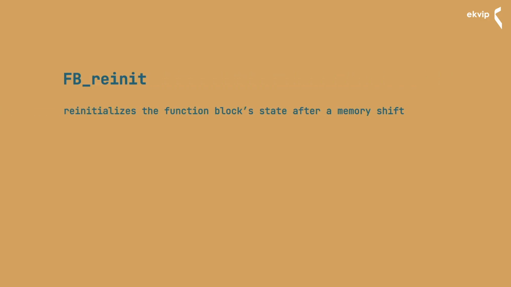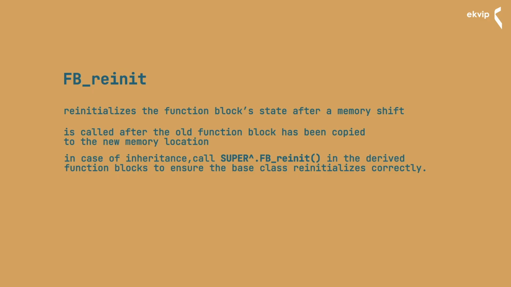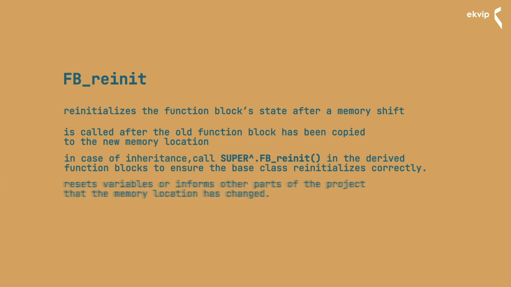Then there is the fbReinit. This one is for reinitializing the function block state after a memory shift, like during an online change. fbReinit is called after the old function block has been copied to the new memory location. If you're using inheritance, you need to call dereferenced super.fbReinit in your derived function blocks to ensure the base class reinitializes correctly. This method resets variables or informs other parts of the project that the memory location has changed.